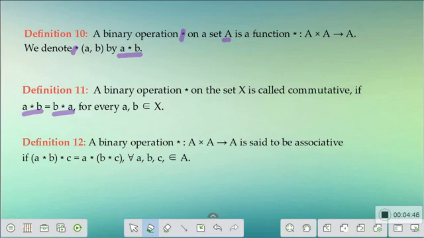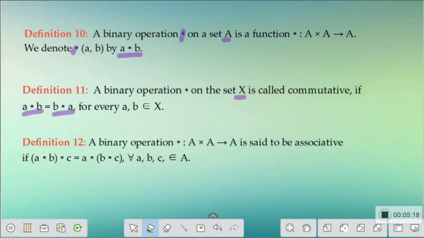So here the operation is binary, and that is denoted by the symbol star, and hence the binary operation is commutative if you find A star B equal to B star A, for every A and B that are elements of the set X. So if you take any two elements from the set X, and if you see that A star B and B star A are both equal, then you can call that binary operation commutative.